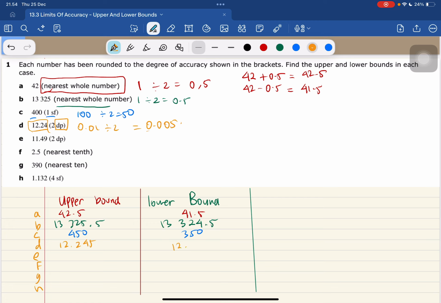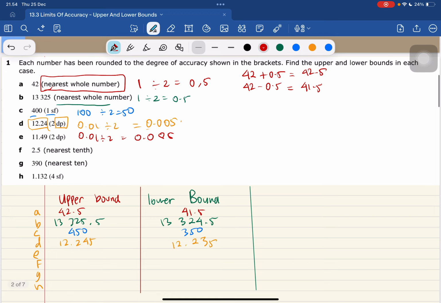So that gives 12.235. Also two decimal places, so here the same thing. So 0.01, make it a half, 0.005. Plus for the upper, and then minus for the lower bound. So the upper bound is 11.495, while for the lower bound we minus it, so 11.485.